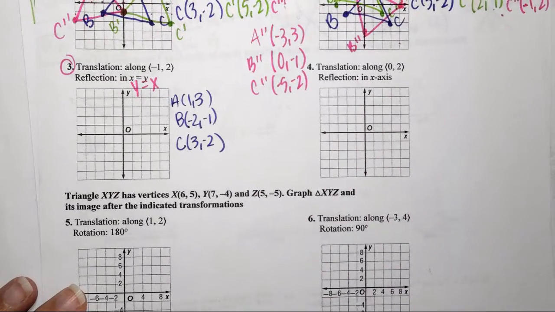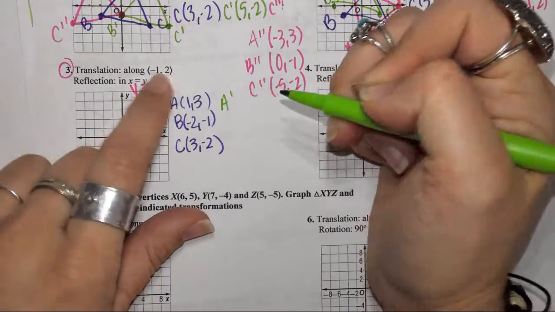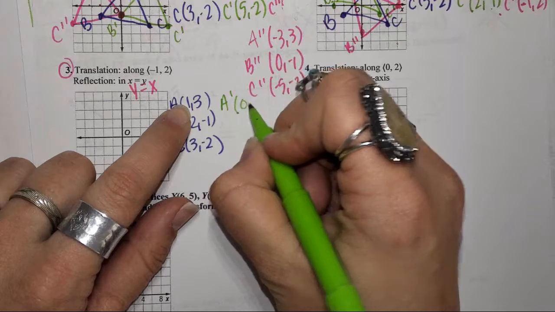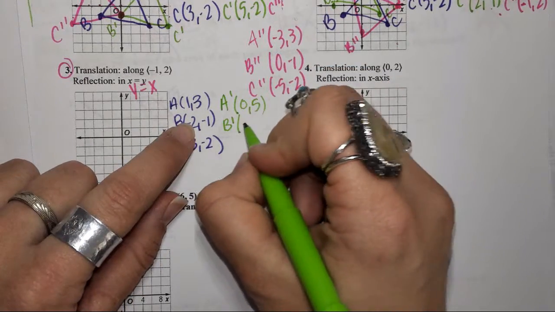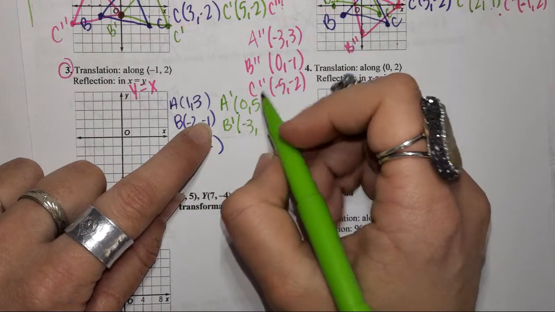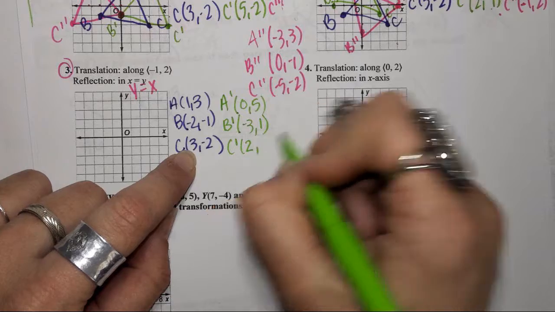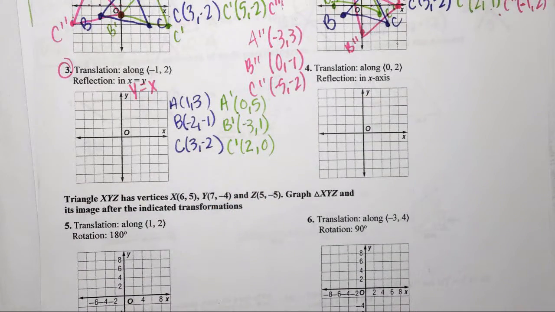I'll be for 3. For my translation, I'm subtracting 1 and adding 2, right? So that's 0, 5. Subtracting 1, -3, 1, 2, 0. Do we get that? Yes, no, maybe so? Yeah? Awesome. Caitlin, you looked pumped that you got that one.